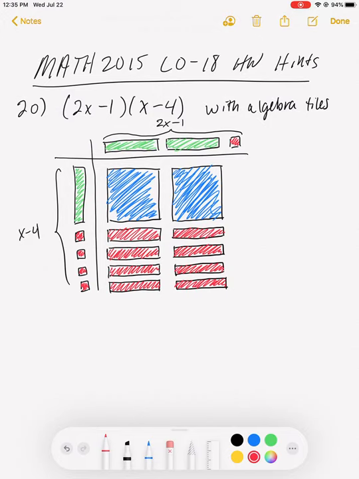Then the last column, I have that negative 1 in the 2x minus 1. I'm going to bring that with the intersection of the positive x bar from x minus 4. That'll make a negative x bar here. And it turns out that I'm intersecting this negative 1 next with the negative 1 from the x minus 4. And so those will become positive 1 units as we go down the column. Those ones are yellow colored because negative times negative is positive. So I have diagrammed everything out with algebra tiles.